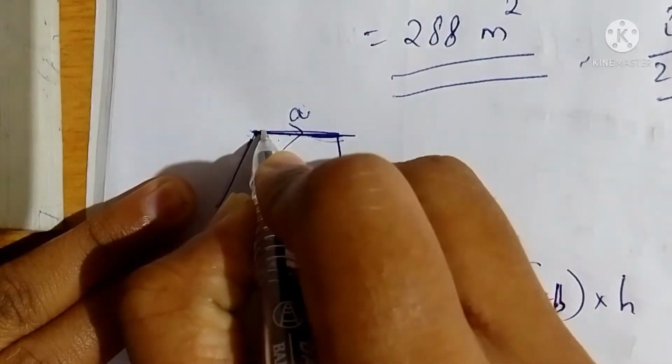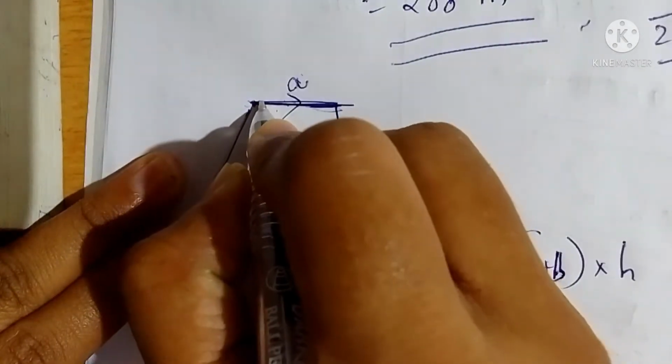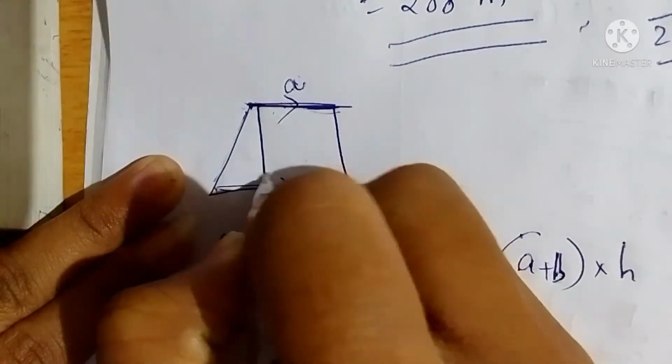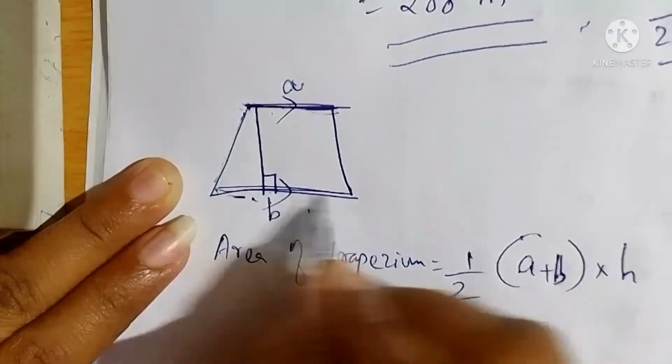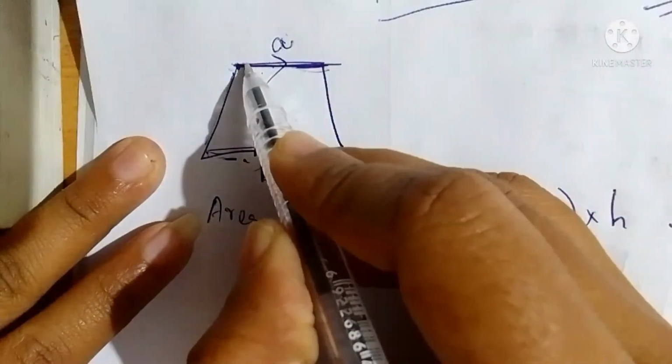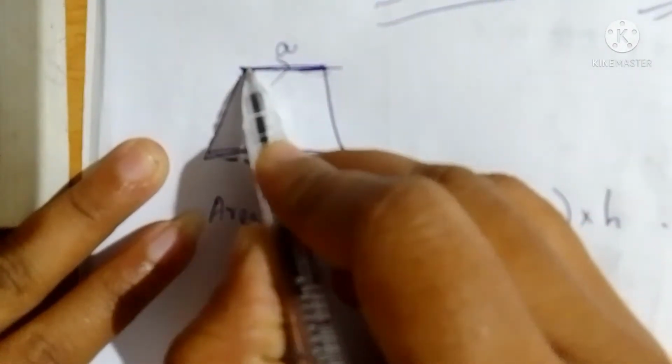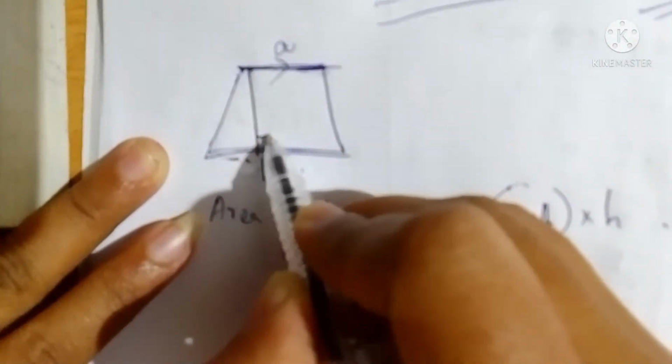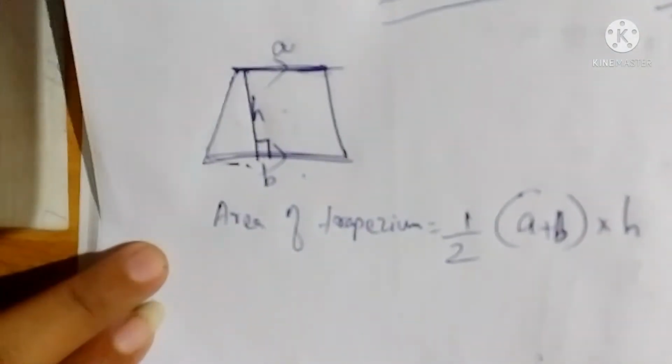Distance means from the top parallel side you can draw one perpendicular to the bottom side. When a perpendicular is drawn from the top parallel line down to the bottom parallel line, what we get is the height h.